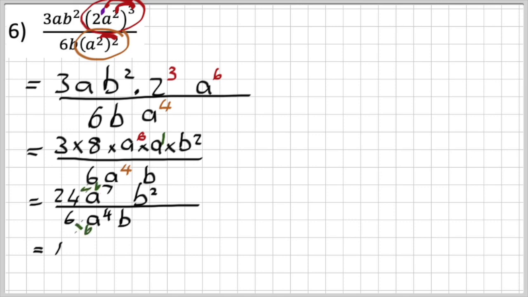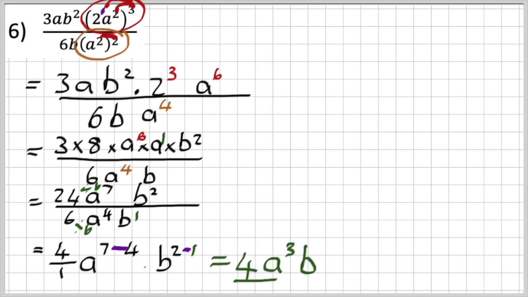And last but not least, I'm going to simplify that even further. So I'm going to calculate, first of all, the numbers, the 24 and the 6. I'm going to apply the second law with the a's, then with the b's, and my final answer is 4 a to the 3 times b. And that, ladies and gentlemen, is as simple and as easy as this.